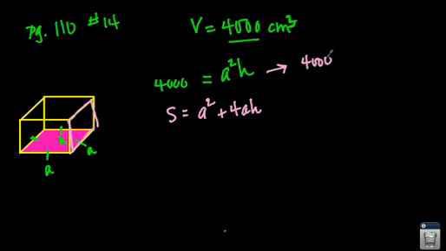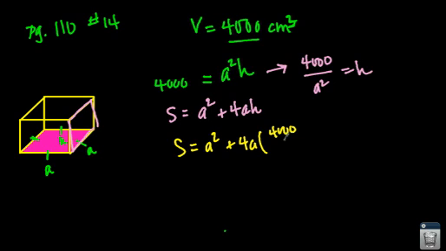So I'm going to divide by A squared on both sides, and that equals H. Because if I solve for A, I'm going to have to plug A into A squared and A, and that's just really messy. So solving for H is a cleaner way to do this, though you could solve for A and that would be fine, except you end up with some gnarly numbers. Okay, so S is equal to A squared plus 4A times 4,000 divided by A squared.